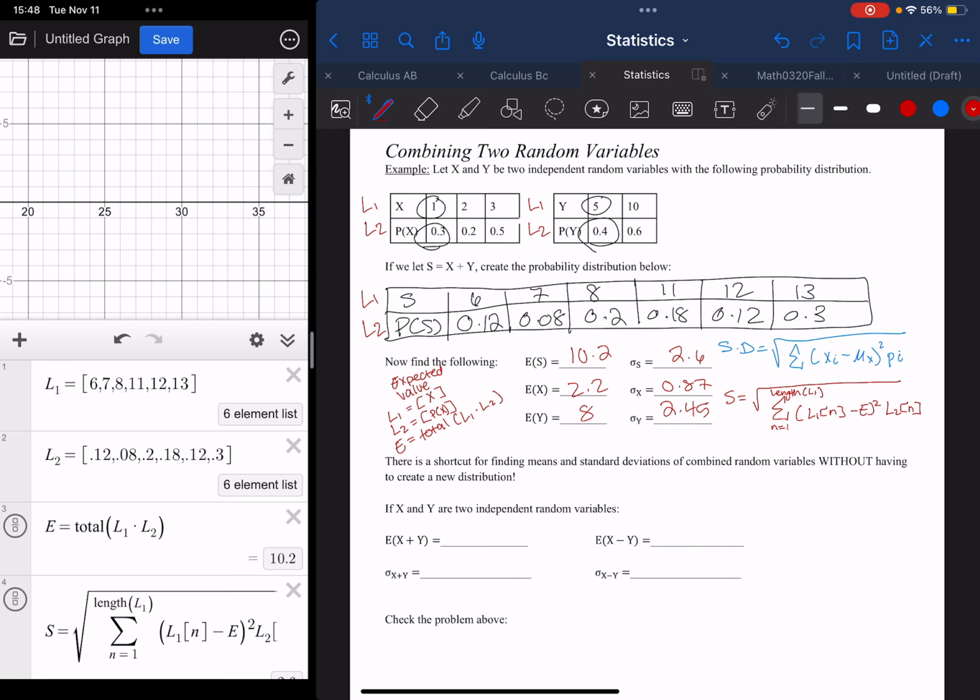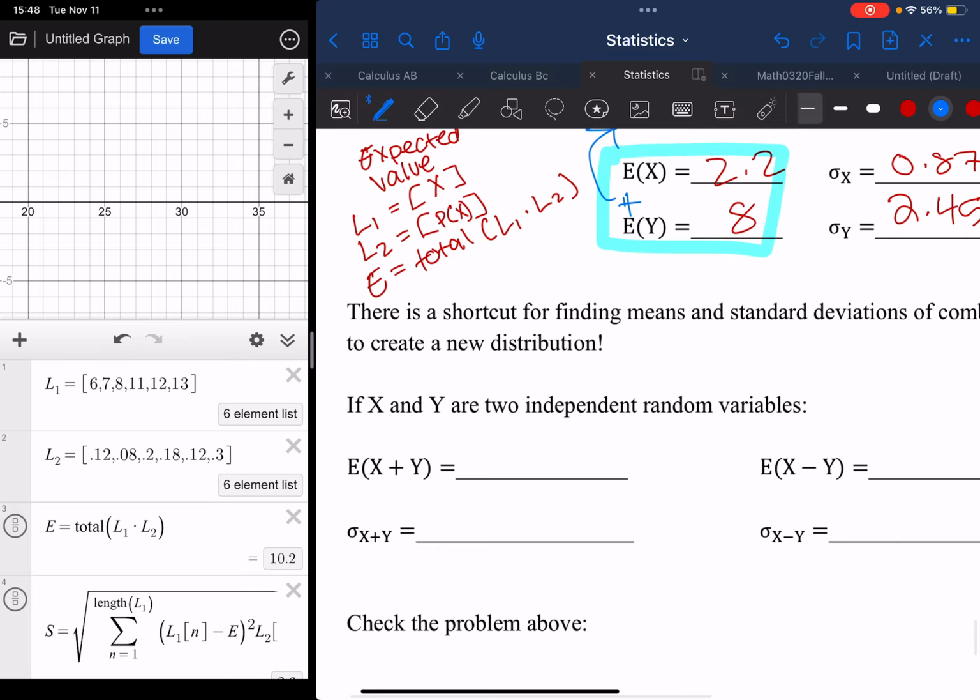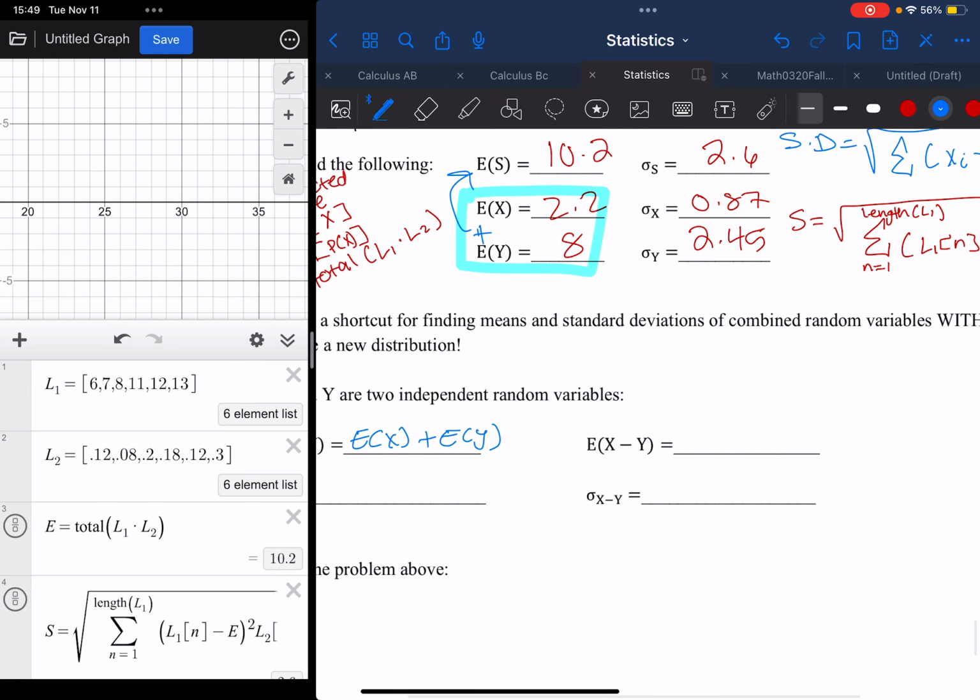So notice up here, if we look at e of x and e of y, if we were to add those values together, they would give us e of s. So really what we just found is that e of x plus y is e of x plus e of y. Same with e of x minus y. This is e of x minus e of y.